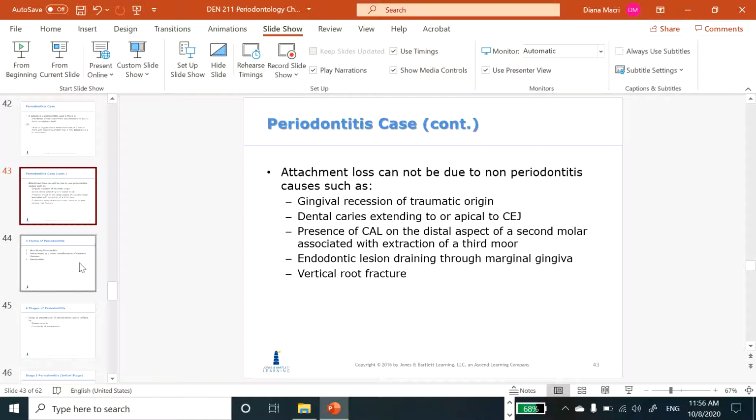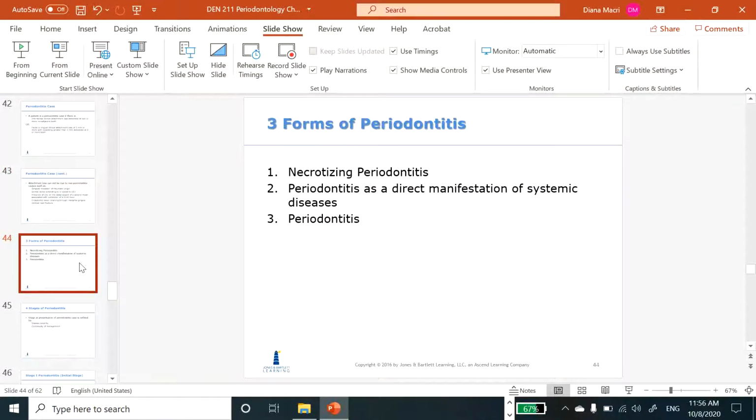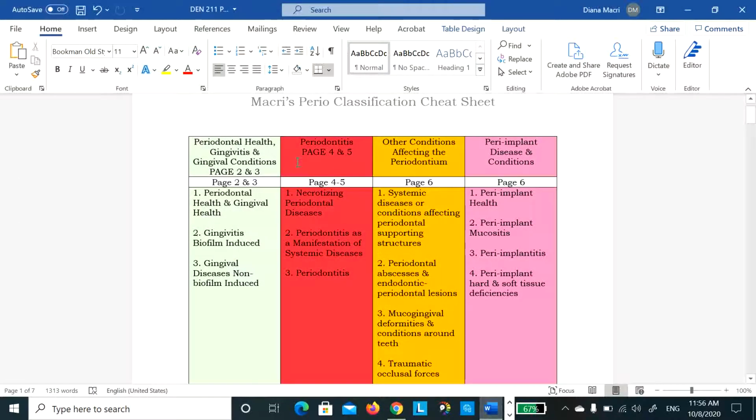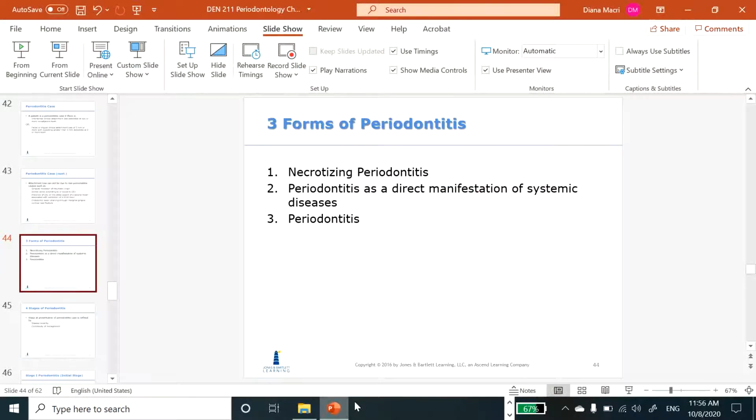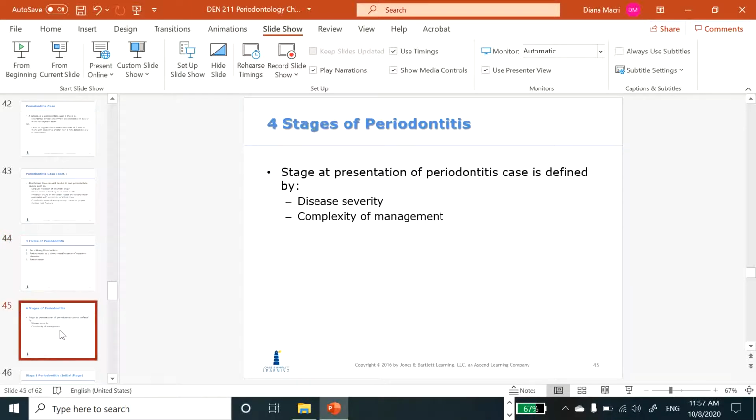And then we have 3 forms of periodontitis that we're talking about. The 3 forms of periodontitis are also in our cheat sheet: necrotizing periodontal diseases, periodontitis as a manifestation of systemic diseases, and periodontitis. Remember that we already talked about necrotizing periodontal diseases, and we're going to talk about periodontitis as a direct manifestation of systemic diseases in the upcoming chapter. I believe it's chapter 16.